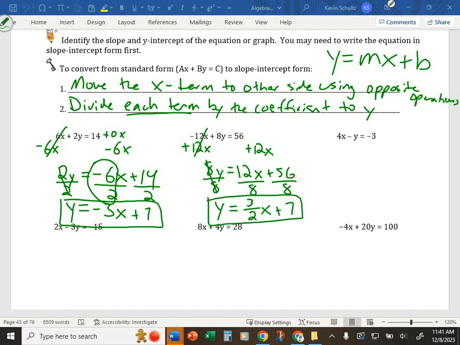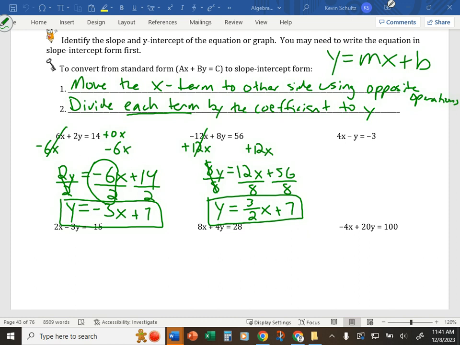So our equation is y equals 3 halves x plus 7. How do we get 56 to 7? You divide it by 8, and that equals 7. Well done, Mr. Nushka. Good math. Okay.